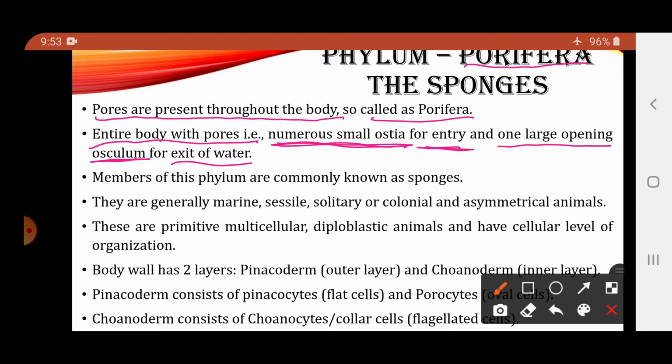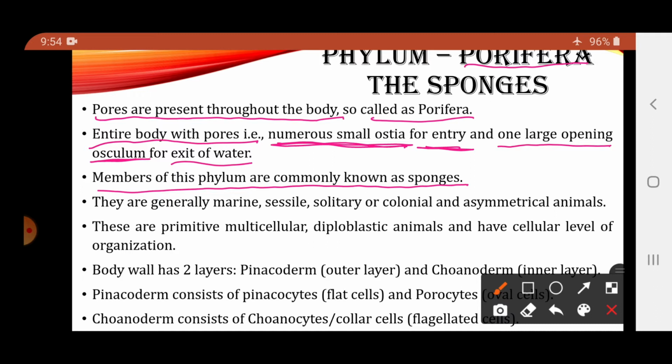Basically, they are marine animals. So, whatever food comes, whatever is going to happen, it will be through the water. So, how does water enter the body? Through the small pores which are called ostia. But there is a single large pore which is called an osculum. This large opening called the osculum will be used for the exit of the water. Members of this phylum are commonly called sponges. So, these poriferans are also called sponges.